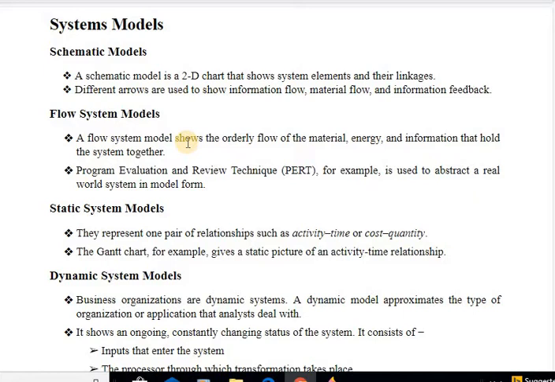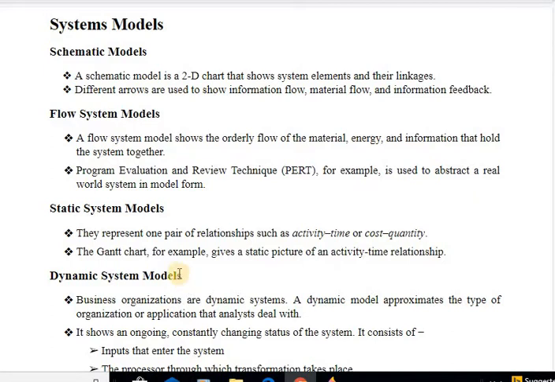This is also the program evaluation and review technique. It is used to abstract a real world system in model form. So flow system models are also used for the program evaluation and review techniques of your system.